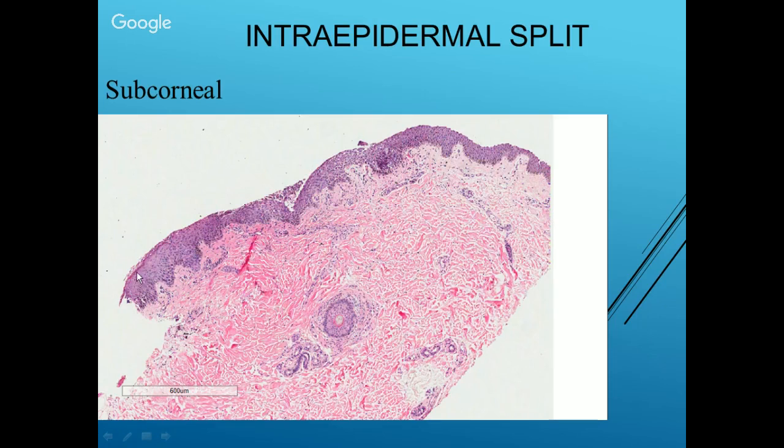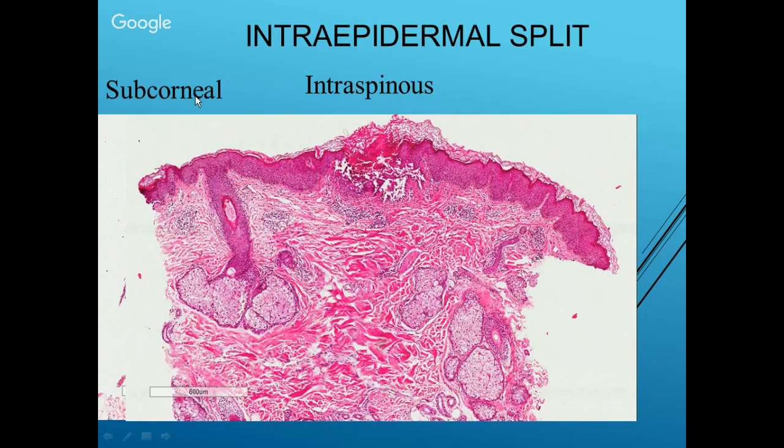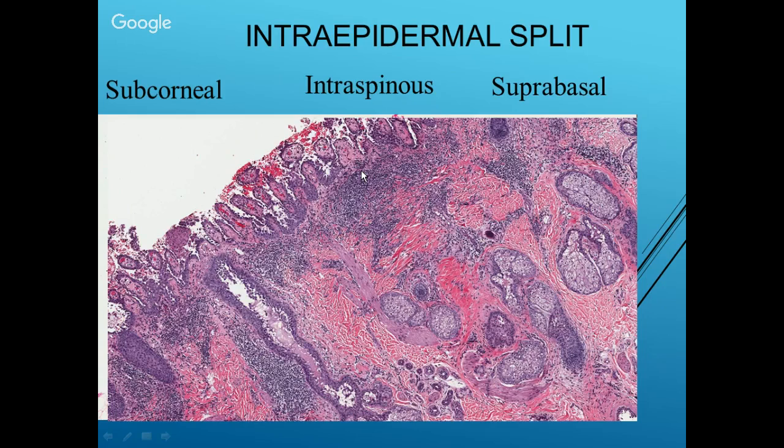Is it at the layer of the stratum corneum? So we talked about the normal skin. So this upper part of the skin is the stratum corneum actually. So in an intraepidermal split, where is the split? Is it at the level of the subcorneal? Is it intraspinous? So the spinous layer is the middle layer of the epidermis. So is it intraspinous or is it suprabasal actually? So those are the three levels that you're going to ask yourself. Is the split subcorneal? Is the split intraspinous? Or is the split suprabasal?